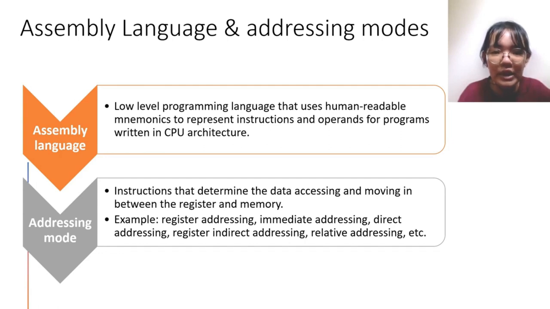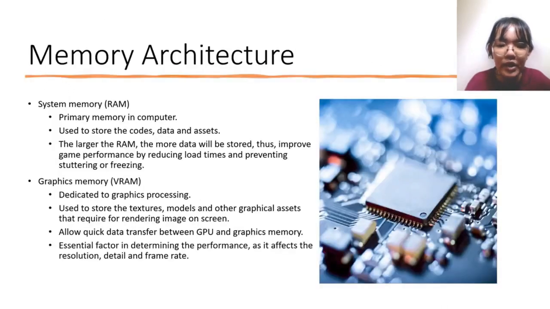First, what is assembly language and addressing mode? The assembly language is a low-level language that provides a way for programmers to write low-level code using human-readable mnemonics to represent instructions and operands, whereas the addressing mode is an instruction that determines the data access and movements between the register and memory. Memory architecture typically involves two types of memory, the system memory, also called the RAM, and the graphics memory, also called VRAM.